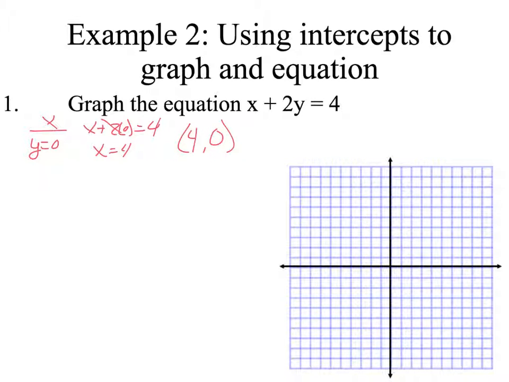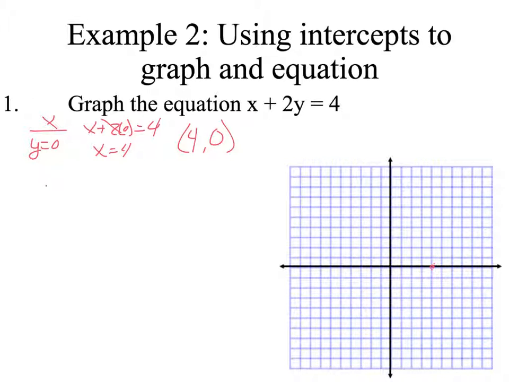I'm now going to graph 4, 0. I'm not sure I can graph really well in this program, but we'll see how it goes. So 4, 0. Go over to 4 on the x-axis, go up 0. It's about right where that little red blob is going.